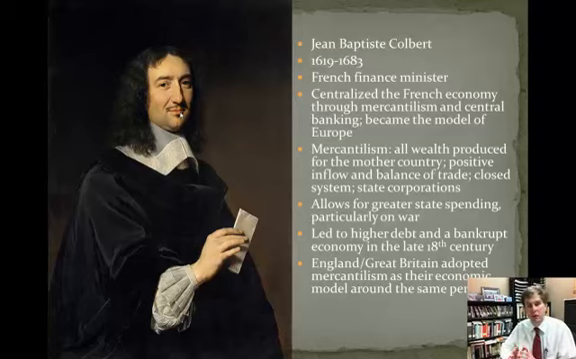And you also form state corporations. These corporations are controlled by the state. They monopolize trade. And this was a major problem. The American colonists had problems with these things, and we'll talk about that as we get to the time leading to the American War for Independence. But what this is going to do is allow for greater state spending and also particularly spending on war. It also led to higher debt and eventually a bankrupt economy for France in the late 18th century. England/Great Britain adopted this same economic policy or model around the same period. So the only country that didn't was the Netherlands, and they became very wealthy by just having a free trade mentality.